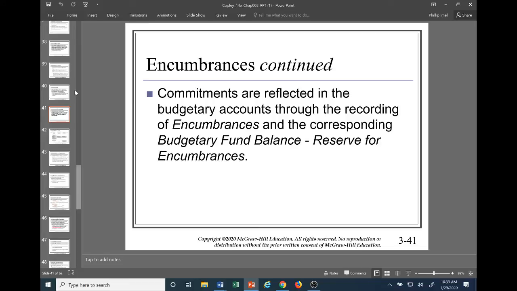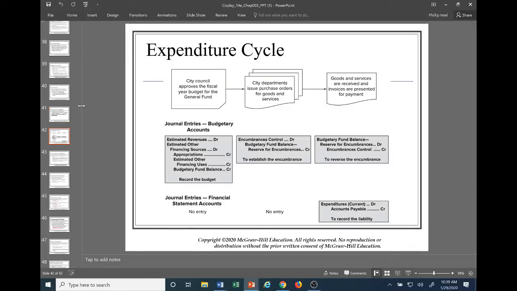More on encumbrances. Commitments are reflected in the budgetary accounts through the recording of encumbrances and the corresponding budgetary fund balance reserved for encumbrances, okay? And so what this means, we're going to get an example here. Here's the expenditure cycle right here, okay? The very top of this shows what activity is happening, right? And then the second part in the middle, if you notice, says journal entries, budgetary accounts. And then the last part, journal entries, financial statement accounts.